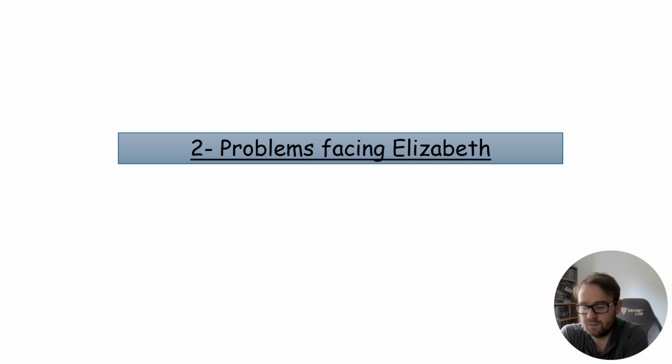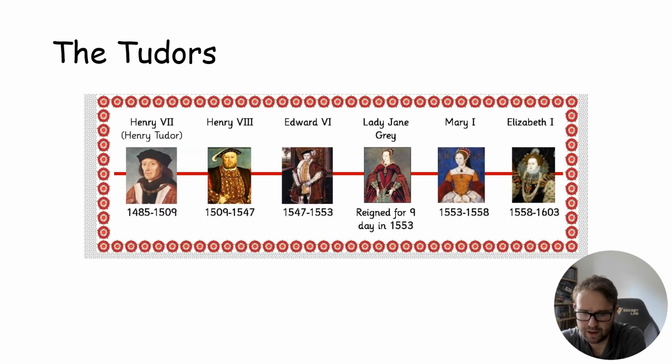Okay, so that earlier part, just make sure you don't neglect it. It could easily pop up as a feature, but remember, there's 2 different features these days, so it might be easier. But first big question is problems facing Elizabeth. Now, a little bit of background, and it is linked to the problems, especially in her early reign. You know, you've got Henry VIII, Edward VI, Lady Jane Grey, Mary, and then Elizabeth, and really religion is swinging back and forth.